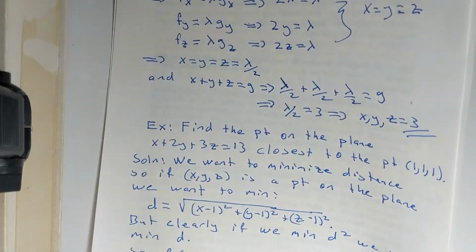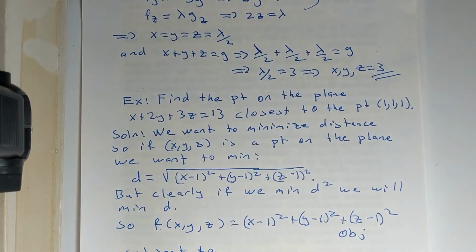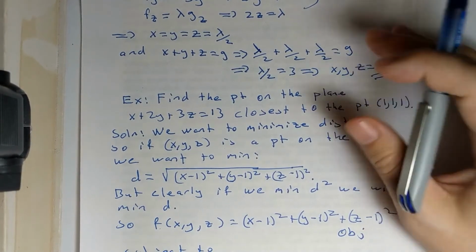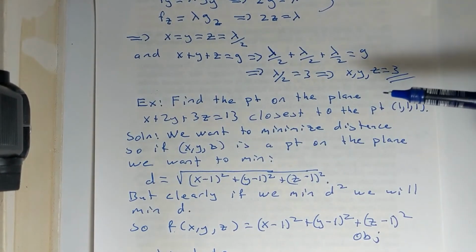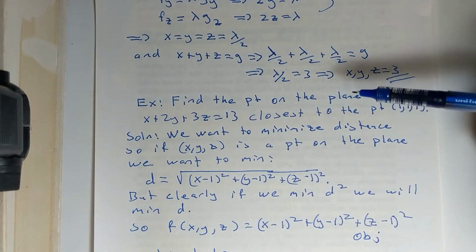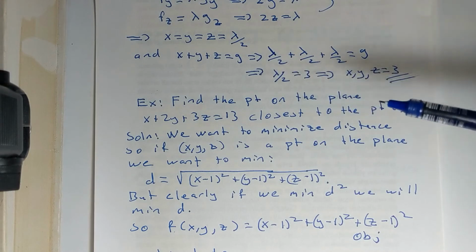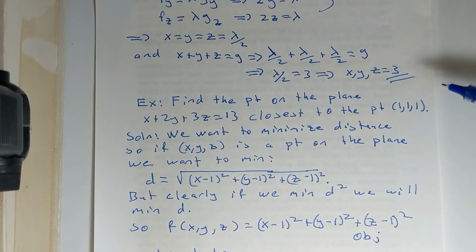Okay, let's do another example. Here I did a distance example because this has a nice trick to it. We want to find the point on the plane x plus 2y plus 3z equals 13 closest to the point 1, 1, 1.